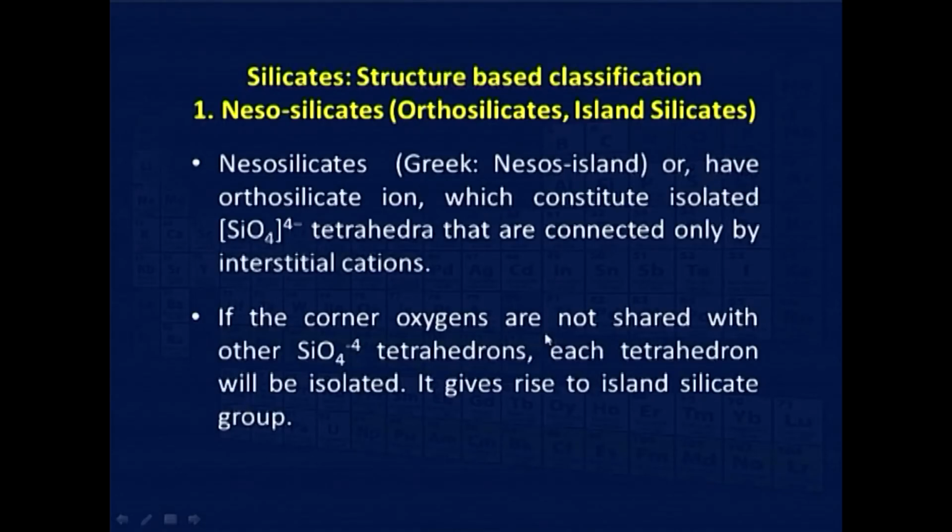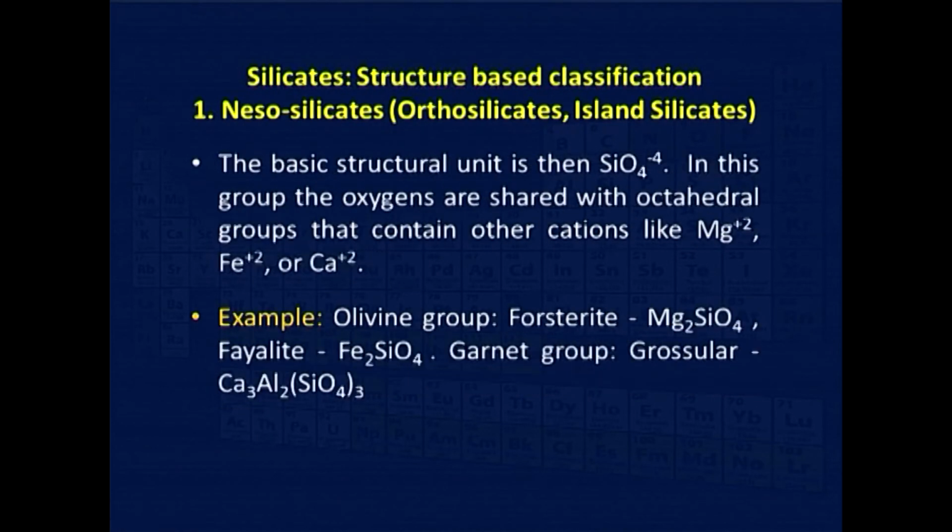It is nesosilicate, also known as orthosilicate or island silicate. In Greek, neso means island. It has the orthosilicate ion, which constitutes isolated silicate tetrahedra that are connected only by interstitial cations. If the corner oxygens are not shared with other silicate tetrahedra, each tetrahedron will be isolated and it gives rise to the island silicate group. The basic structural unit is then SiO4.